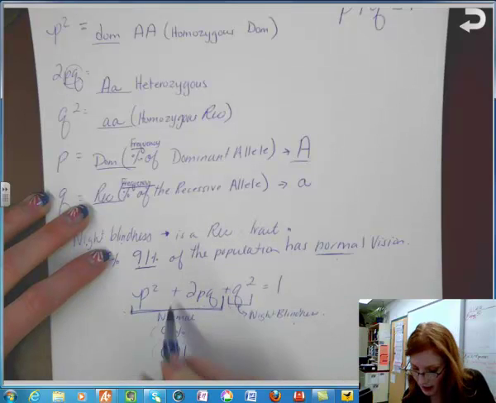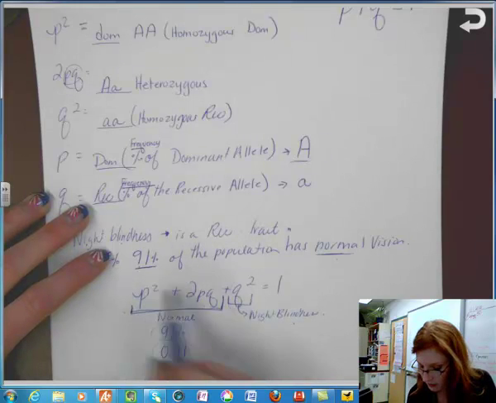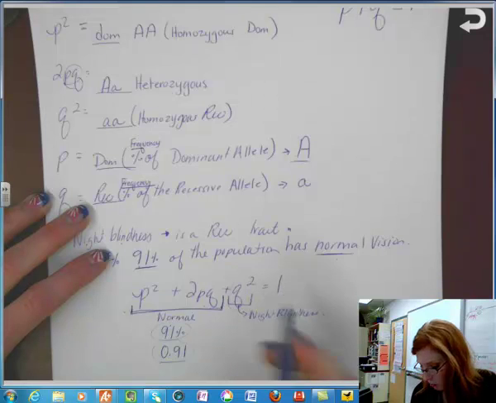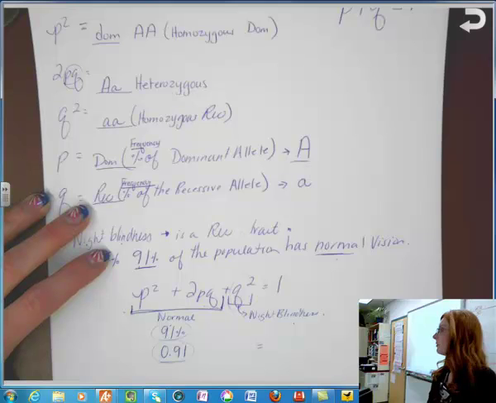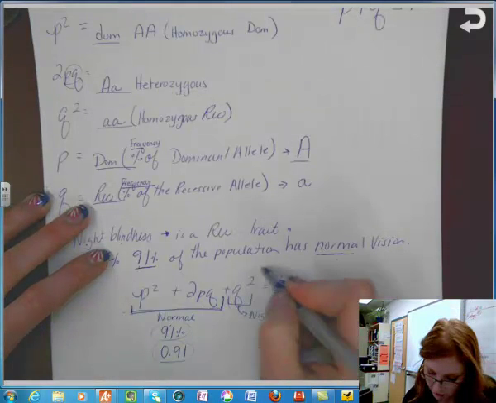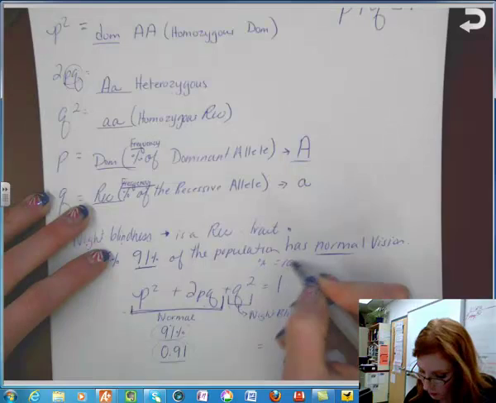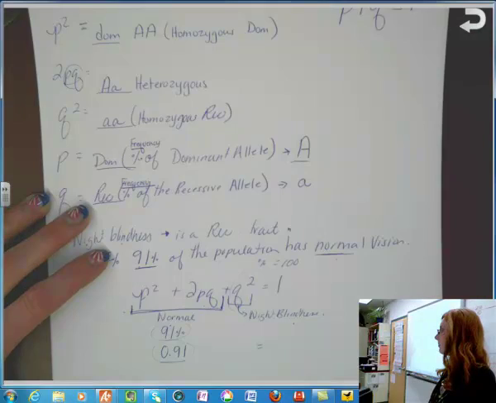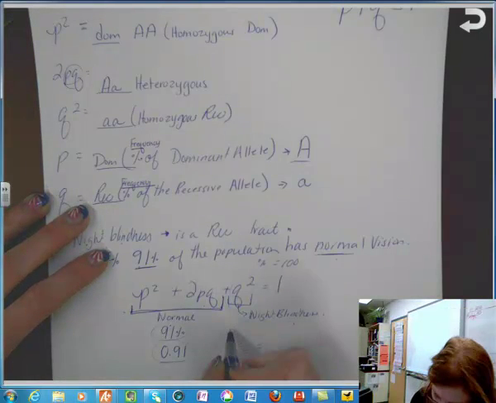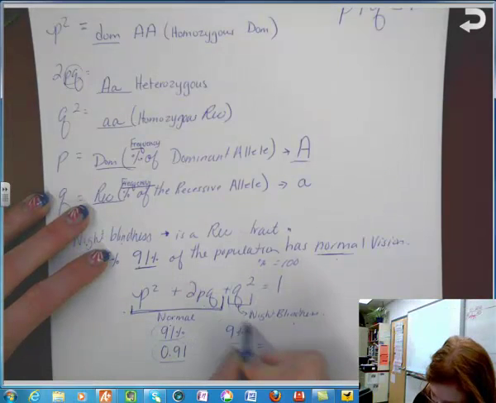Now, you can think of it in terms of percents or decimal. I said if I know this, and I know all of this adds up to 1, how can I figure out what q squared is? If this is 1, or if I'm dealing with percents, this would all equal 100. So if 91% is normal, what's the other bit? So if we subtract, we'd find out that q squared is 9%.